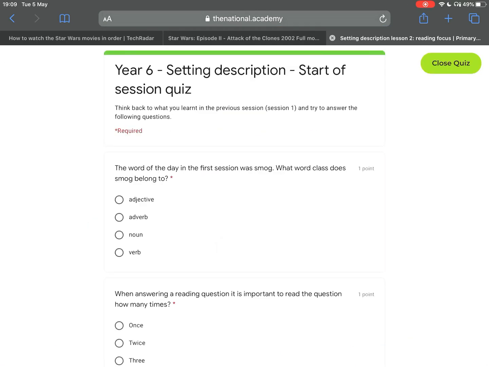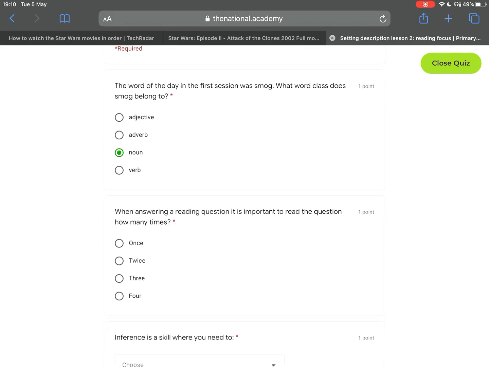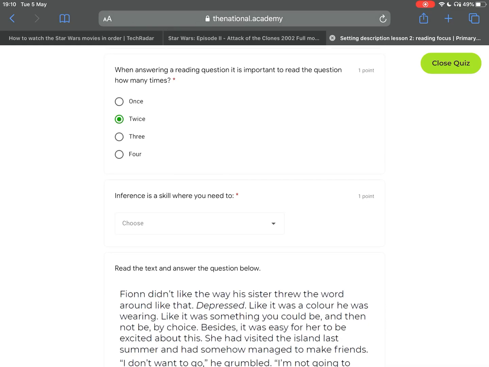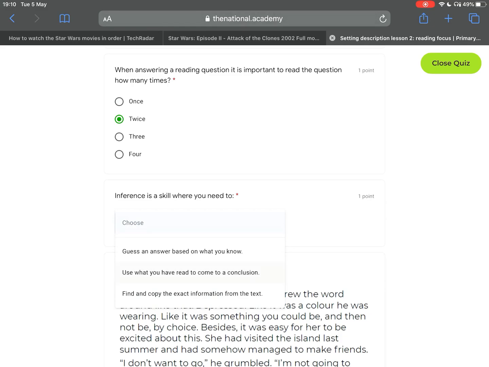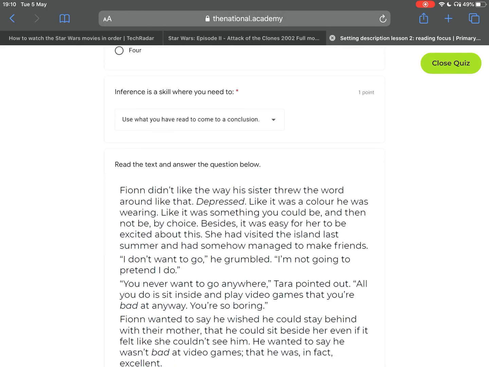So when you start the lesson, you have your introductory quiz. The word of the day in the first session was smog. What word class does smog belong to? That is a noun. When answering a reading question, it is important to read the question how many times? Twice. Inference is a skill where you need to use what you have read to come to a conclusion.